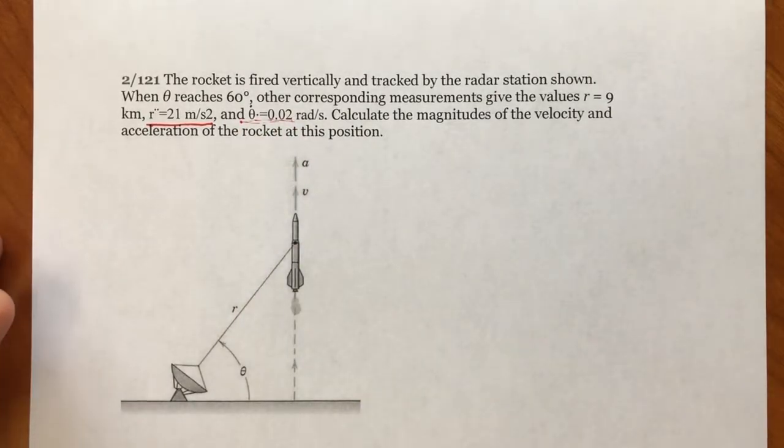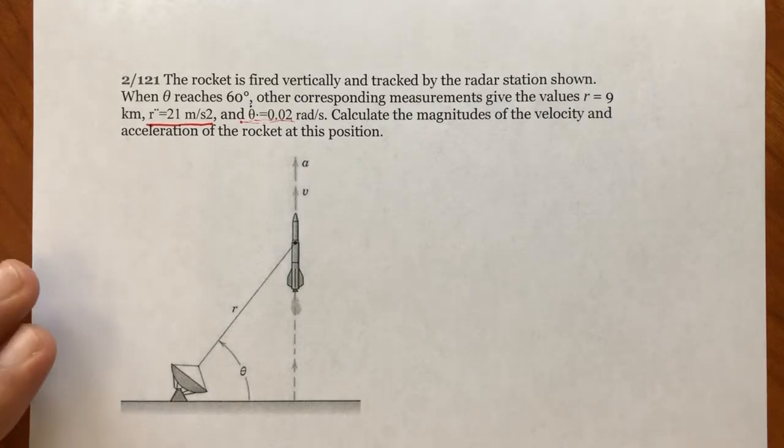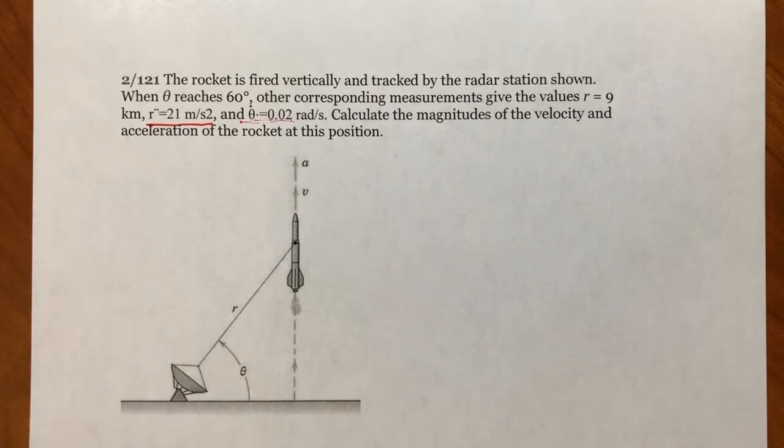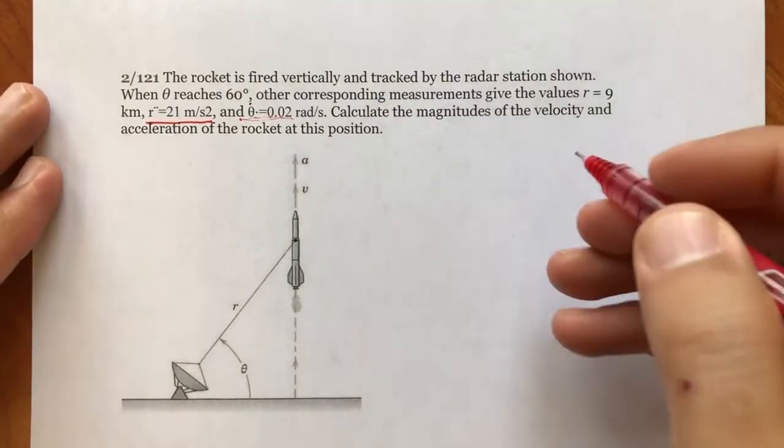And we are supposed to find the magnitude of the velocity and acceleration of the rocket, knowing just R double dot and theta dot. We don't know R dot, we don't know theta double dot. So how can we do that? Let's write down the equations first.